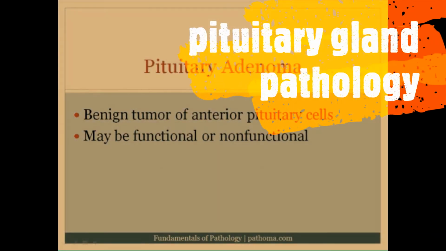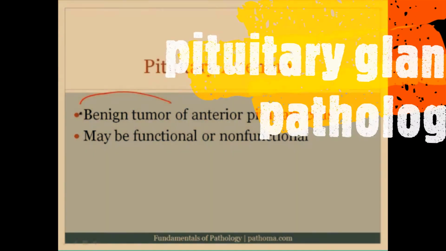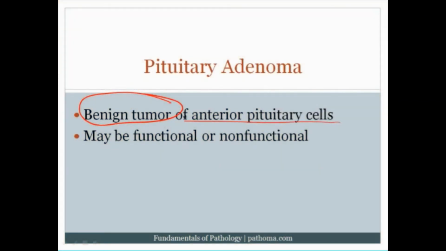So let's begin with pituitary adenoma. This is a benign tumor of the anterior pituitary cells. Of course, the anterior pituitary cells produce a number of different hormones. If the tumor produces hormones, we call that functional. And if the tumor does not produce hormones, we call that non-functional.